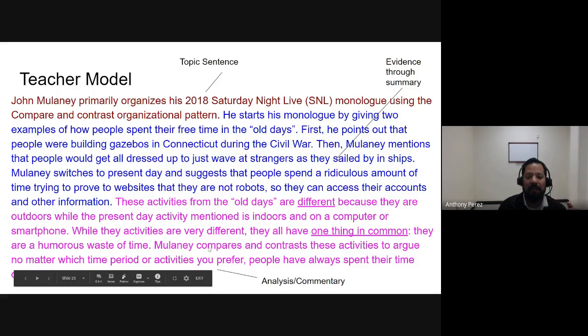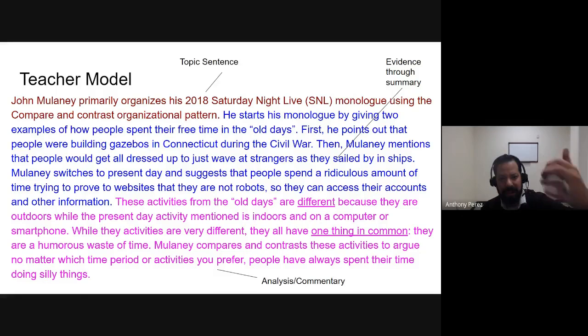And then I explain or give a commentary analysis as to why he did it. Like, what's the effect of it? What was the purpose of using this organizational pattern and using these examples? And he wants us to say, okay, you think people in the old days were silly? We're pretty silly too, and vice versa, right? If you think we're silly now, we've always been silly. We were doing silly stuff in the 1800s as well. Okay.